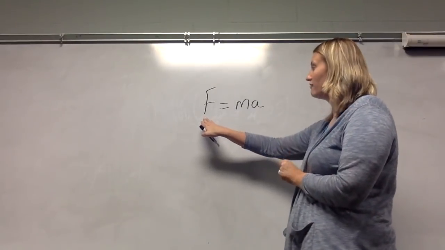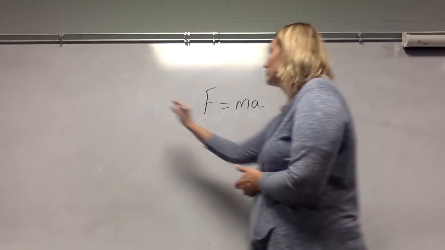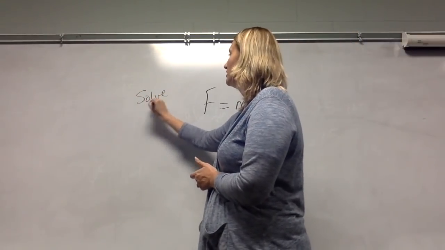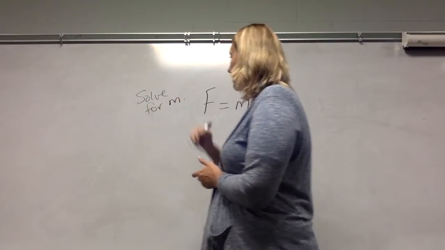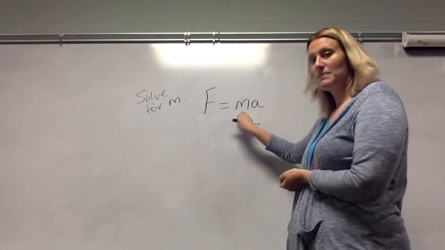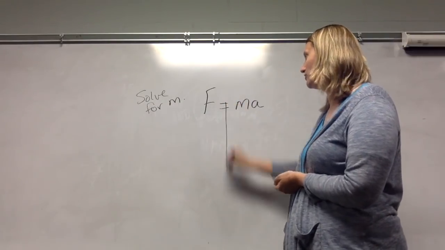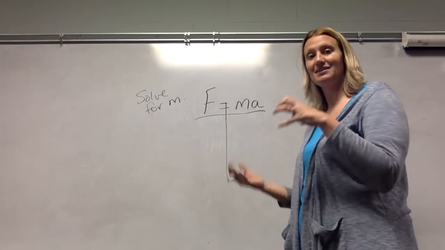So this is the formula for force. Force equals mass times acceleration. I am going to solve this formula for m. I'm going to solve for mass. What that means is I have to get m by itself. Okay, so if you're someone who draws the balance scale, you can do that because it's that same concept.